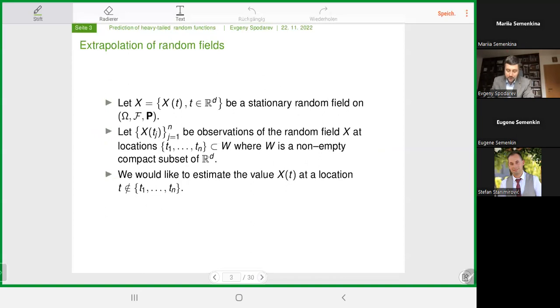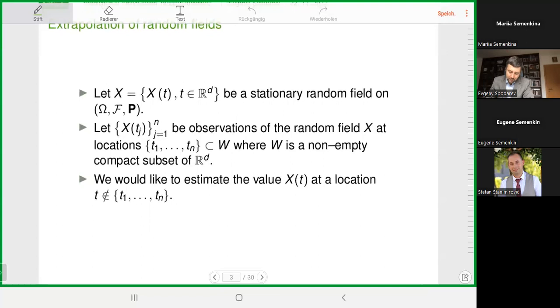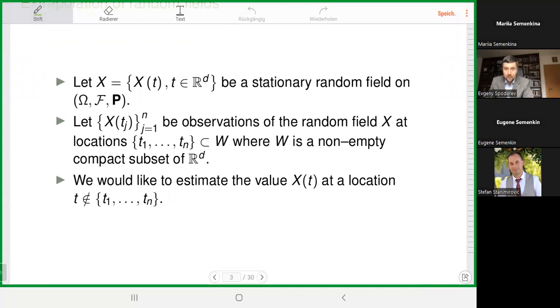Well, let me start. So let me just briefly introduce you to the problematic of prediction. Assume we have a stationary random field, which is actually a random surface in R^d, so with arguments in R^d, and we observe it at certain locations t_1 up to t_n. So I will draw it in 2D. So this is my space, R^d. And I have locations t_1, t_2, and so on, t_n. And I would like to say something about the value X(t), which is not observed at a location t. So the question is how to do that if X(t) is not square integrable, which means the expectation of X^2(t) is infinite.